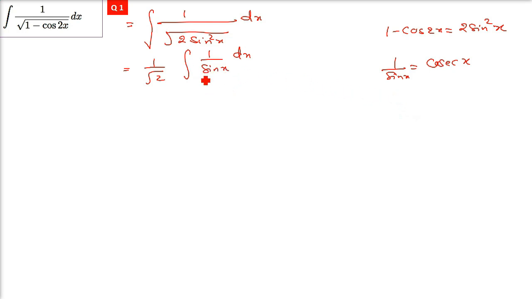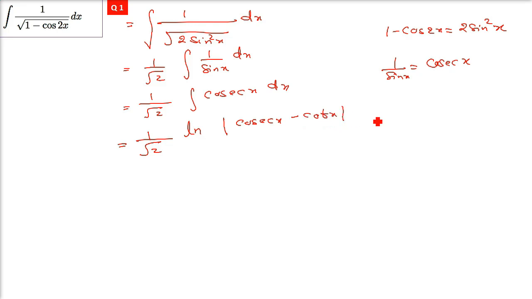So 1 by sine x, let us write it as cosec x, because we have the direct integration of cosec x. So 1 by root 2, I am writing cosec x in place of 1 by sine x, but integration of cosec x is known to us. It's a standard result. If you go back and revisit my previous discussions, we have already proved it. So let us write it. This is ln, which is log to the base e, with modulus, modulus is important: cosec x minus cot x plus constant of integration. This is your result.